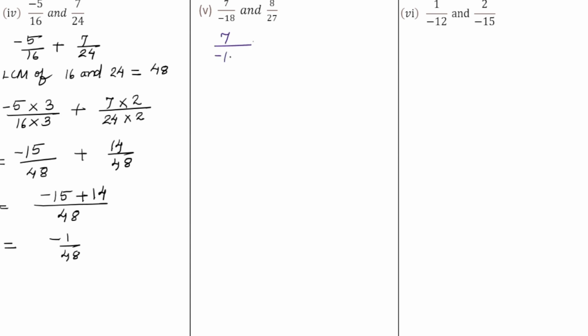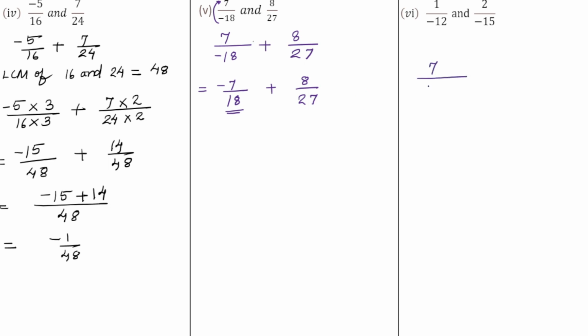7 upon minus 18 is to be added with 8 upon 27. Now, whenever you see that the denominator is negative, you have to make it positive. And how do we make it positive? You need to simply send this negative sign to the numerator. It means in the next step, I can write minus 7 upon 18, making this 18 a positive number, plus 8 upon 27. I will quickly explain to you how this happened.